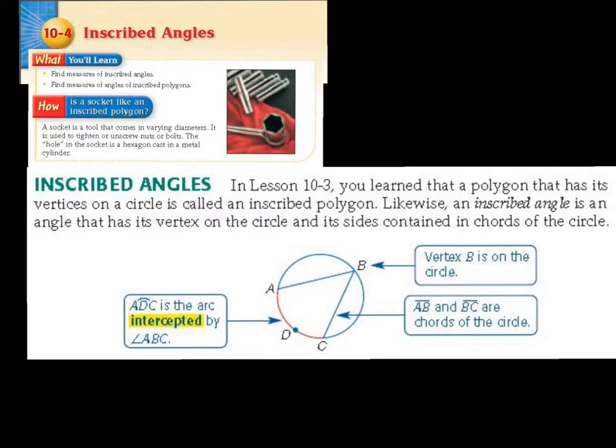In lesson 10.3, you learned that a polygon that has its vertices on a circle is called an inscribed polygon. Likewise, an inscribed angle is an angle that has its vertex on the circle and its sides contained in the chords of a circle. So the vertex B is on the circle, and that angle is made up of AB and BC, which are chords of the circle, and ADC is the arc intercepted by angle ABC.